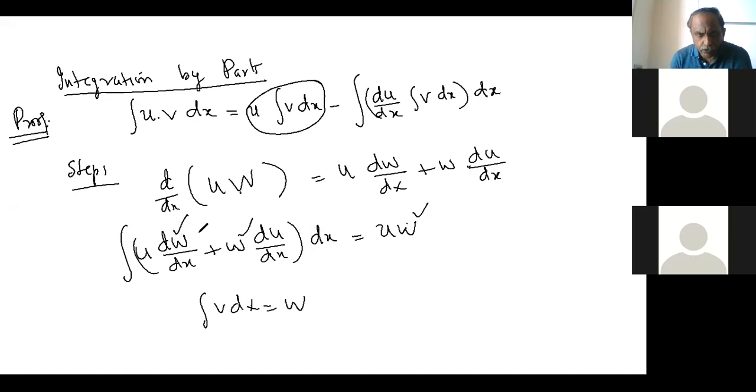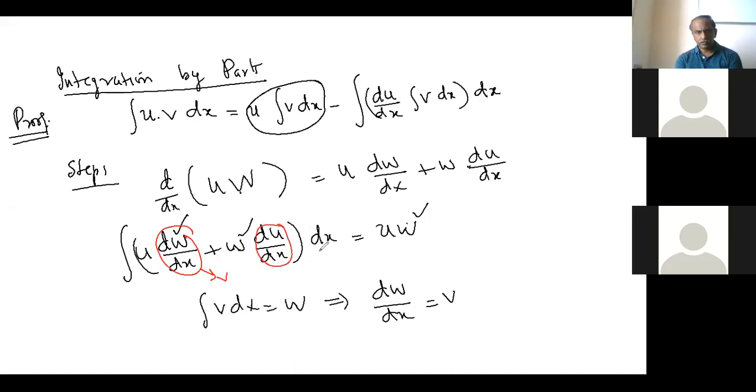And wherever derivative of w is there, so integral of v dx is w implies derivative of w should be v. Which means this will be replaced by v. This will be replaced by integral w v dx. And this also will be replaced by integral v dx. And with that, you get your answer.